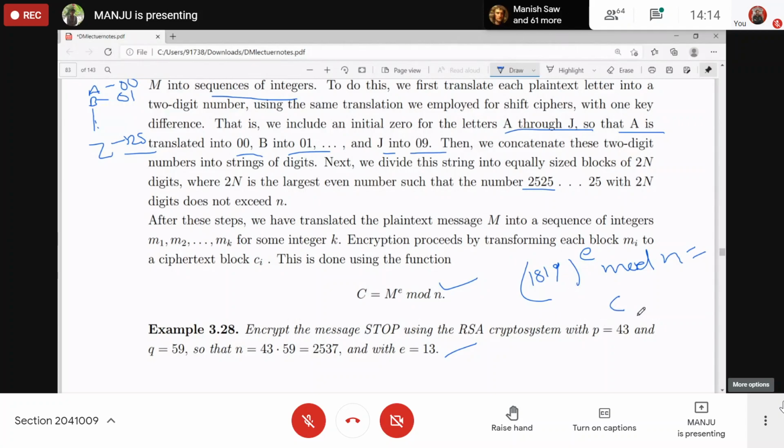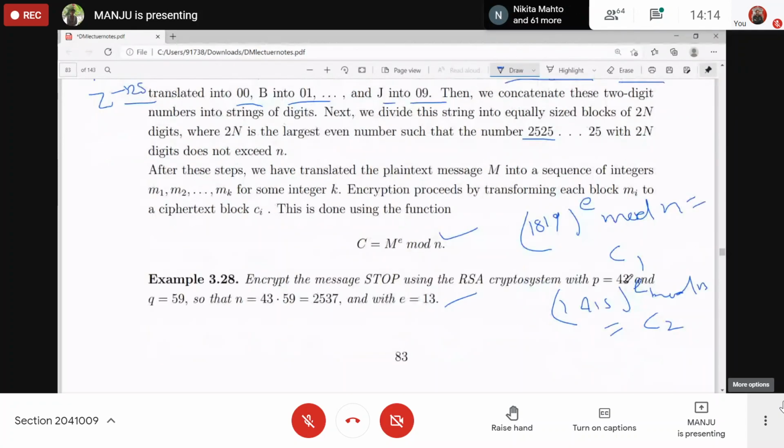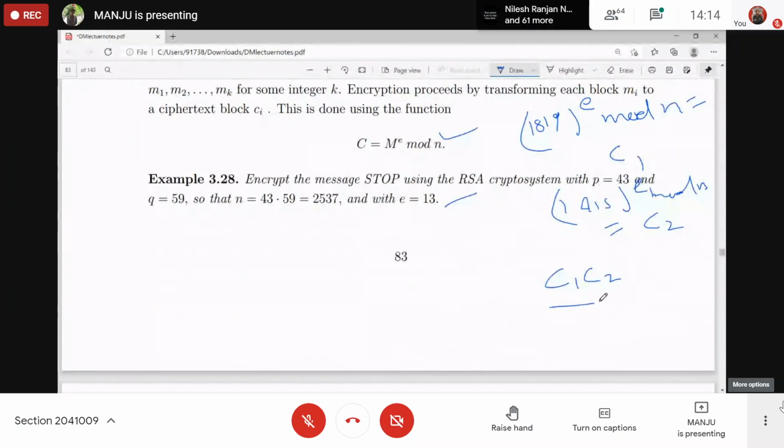So for M1 we got C1, and for M2, that is 14, 15, raised to the power E, then we apply modulo N, that gives you C2. Then we write C1, C2. These will also be integers. And what is the value of N? N will be given. For example, in this question, N is given as 2537.